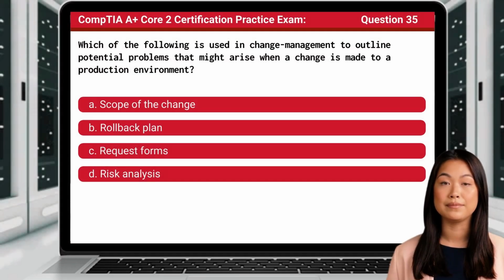Question 35. Which of the following is used in change management to outline potential problems that might arise when a change is made to a production environment?